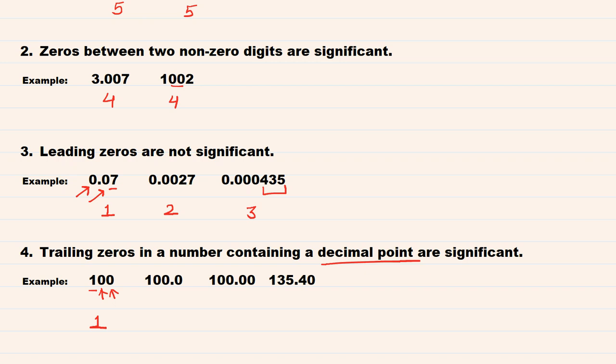Now look at the second example, 100.0. We have a decimal point over here. Therefore, we can say all the trailing zeros will be significant. Hence, the total significant figures present in 100.0 will be 4. The 1 is significant because of rule number 1. Now, in the third example, we have 4 trailing zeros and a total of 5 significant figures will be present here. The fourth example, 135.40: this 0 will also be considered significant. Therefore, here also we have 5 significant figures.